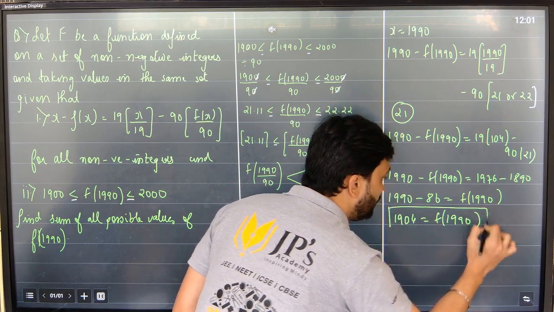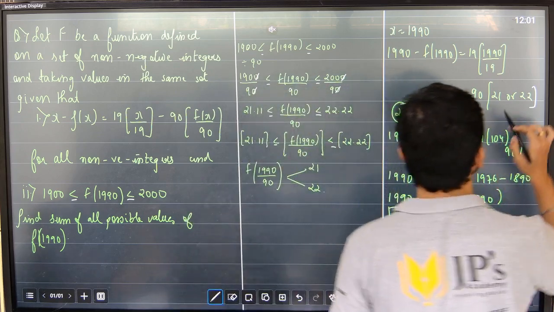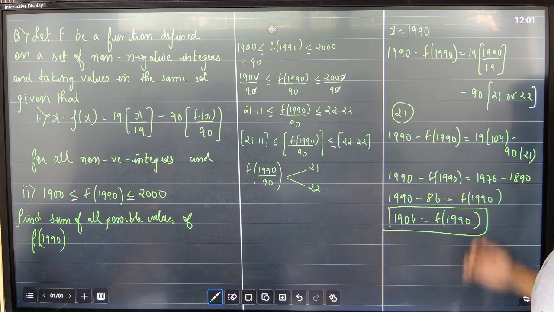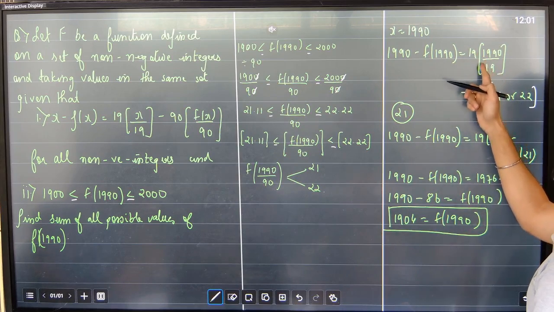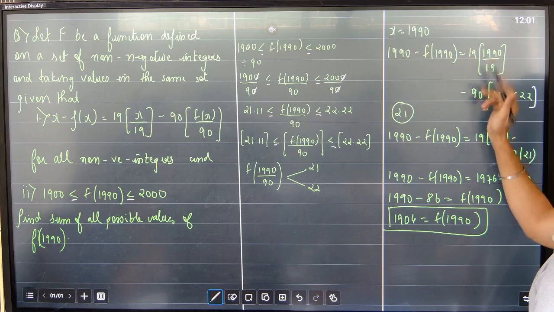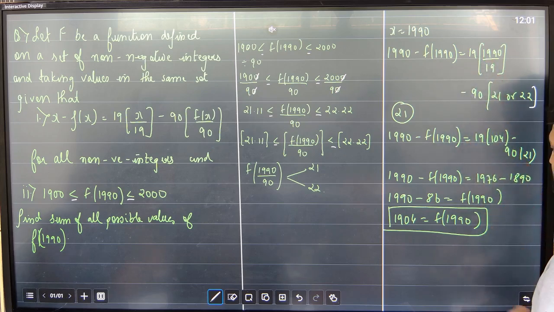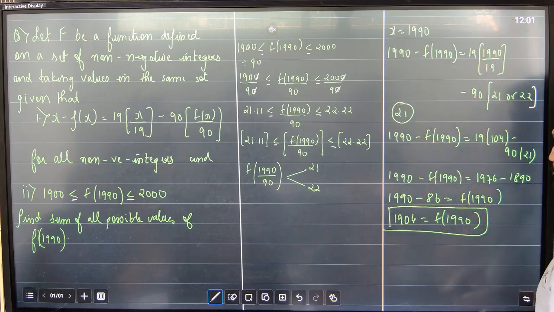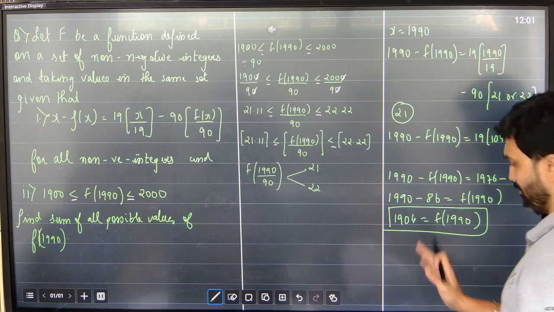So see, when I took the value as 21, I got the value as this. You can directly cancel this also, that's not a problem. If you solve it directly, you'll get the same answer. But I would prefer to solve this bracket, it will be easier for you. I've got 1904.